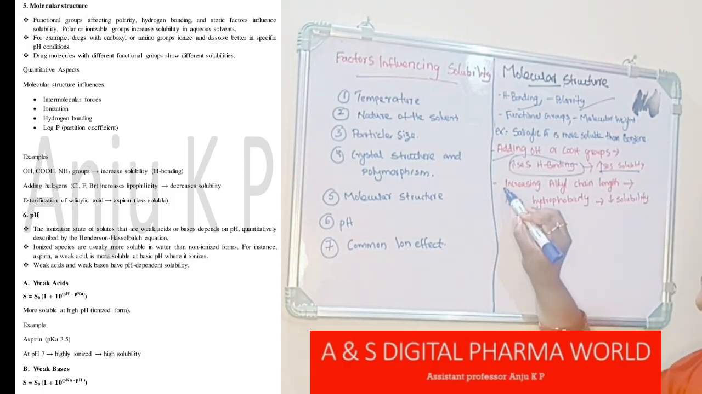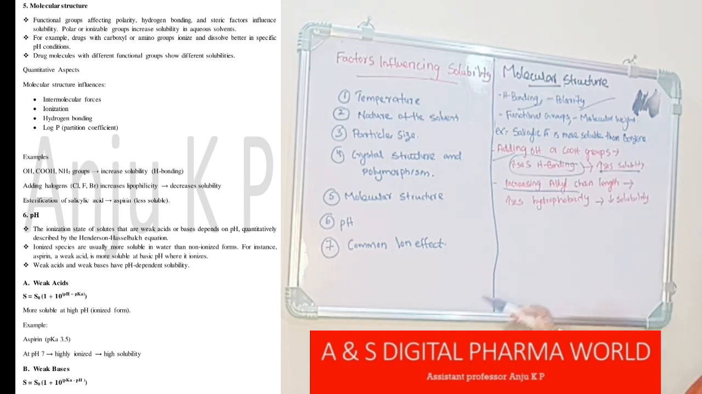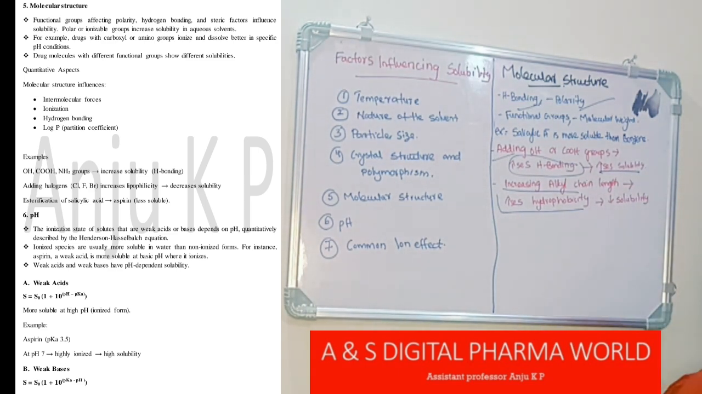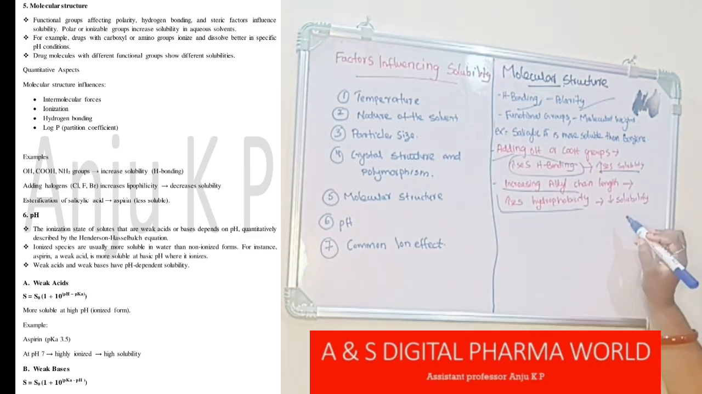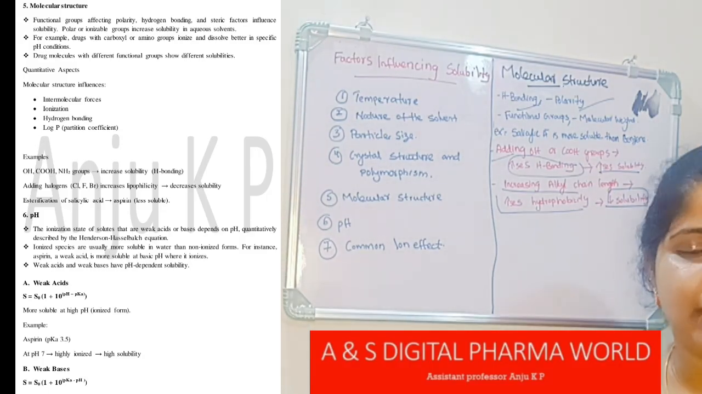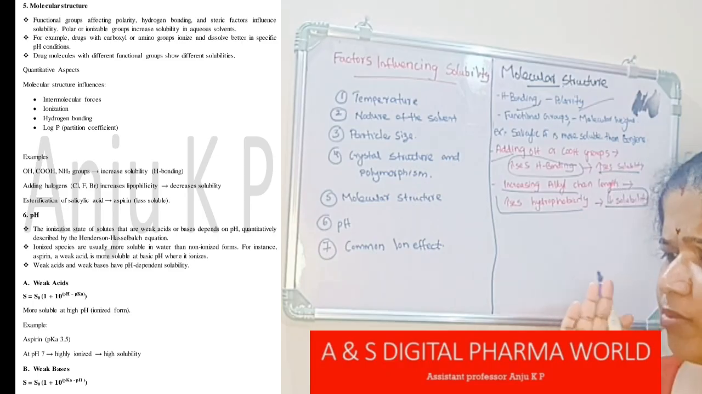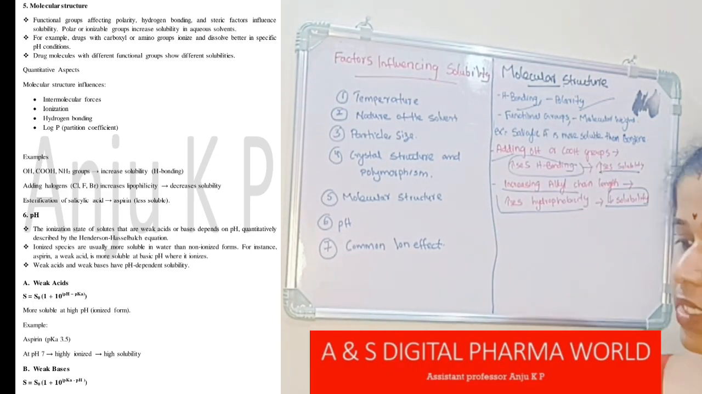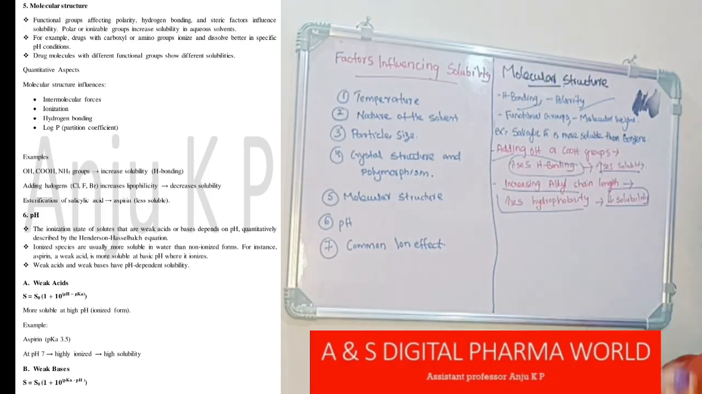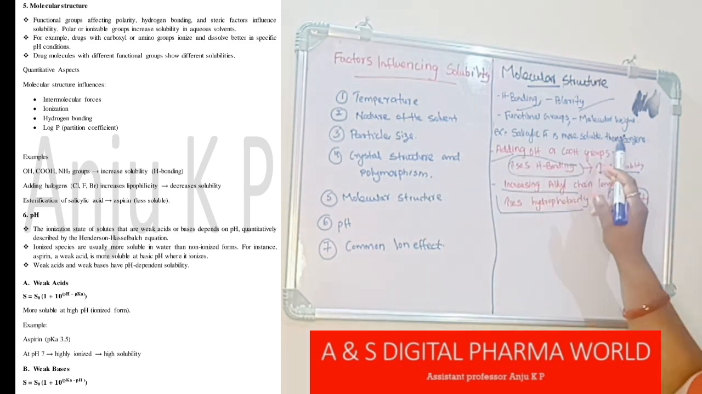Next case, increasing the alkyl chain length. If you increase the alkyl chain length, it leads to increasing hydrophobicity. If the hydrophobicity is increased, the solubility will gradually reduce. This is the concept of molecular structure. You have to remember that the structure of the molecule will give hydrogen bonding, polarity, functional groups and molecular weight. And you can give the example of salicylic acid being more soluble than benzene.